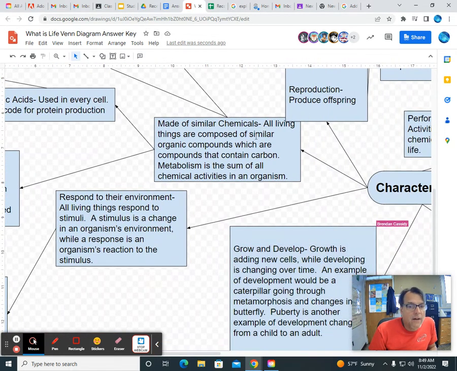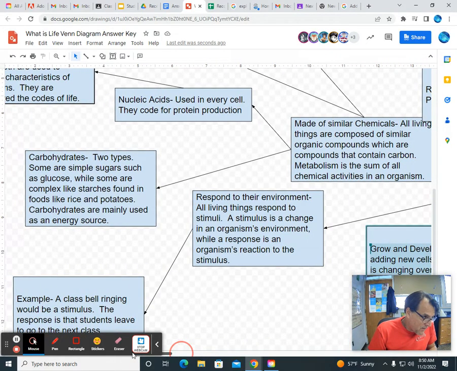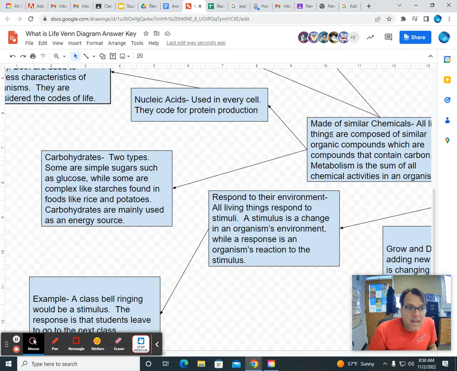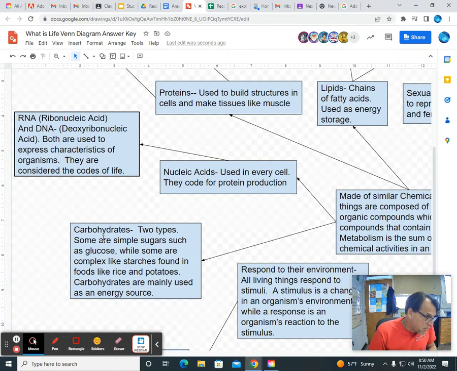So all living things are made of similar chemicals. So these similar compounds, these organic compounds, they're used in metabolism, all of the chemical activities in your body. An example of some of the chemicals, carbohydrates, one of those organic compounds. There are 2 types of carbohydrates. There are simple sugars like glucose, which is ready to be used to make energy. And then there's complex ones like starch, like rice and potatoes. Those carbohydrates have to be broken down further in order to be useful for the organism. Oftentimes, those more complex carbohydrates are broken down into the simpler carbohydrates like glucose.